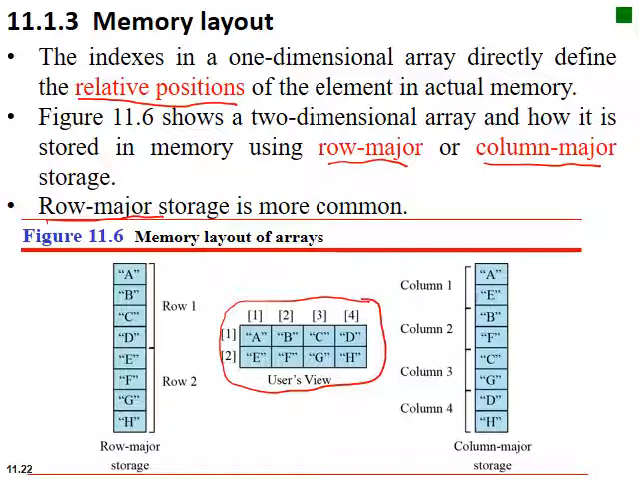So data might be stored in the first row as A, B, C, and D, and maybe in the second row as E, F, G, and H. So that is typically in terms of row major storage.